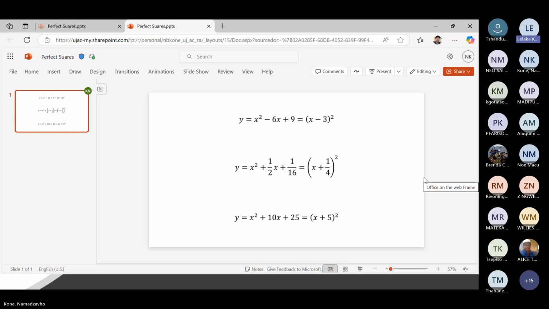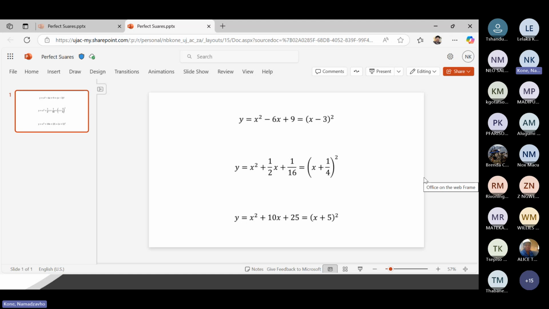Can I give it a shot? Yes, please. The constant in each of the cases is the square of half the coefficient of x. Every constant you see here is the square of half the coefficient of x, and that half the coefficient of x is in the bracket on the far right side.